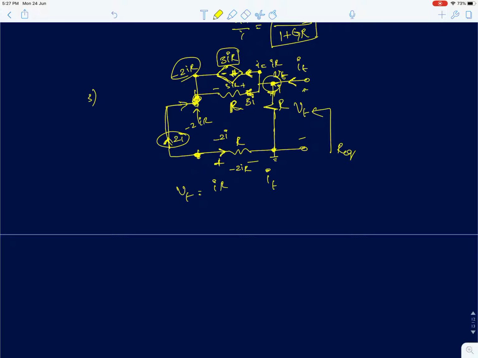So now I'll consider this node. Let me just redraw that part. The current entering this node is 2I. The current entering here is 3I from the resistor. So the current leaving here would be 5I. Apply a simple KCL at this node. The current going upward is simply 5I.